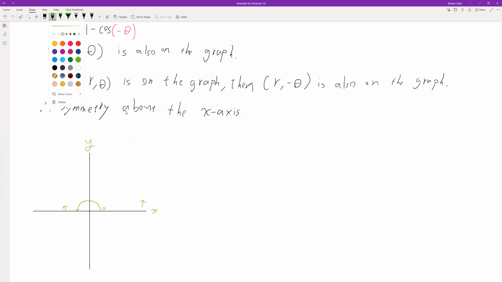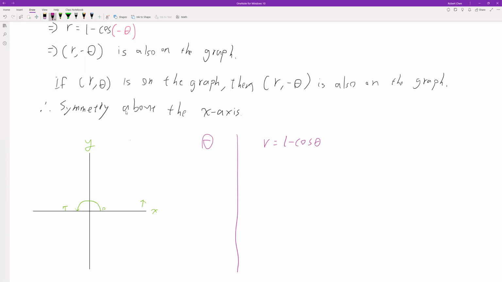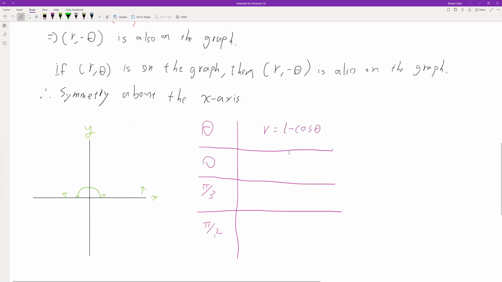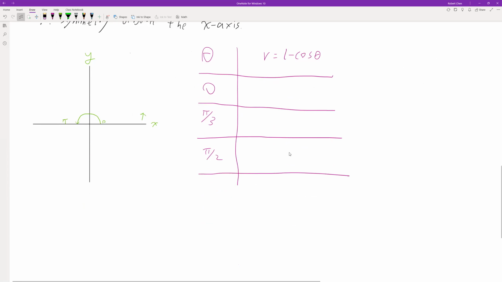Let's start building a table of solutions first. So we have theta and r, which is 1 minus cosine theta. Our goal is just to go from 0 to pi. So let's do 0, let's say pi over 3, pi over 2, 2 pi over 3, and then pi.